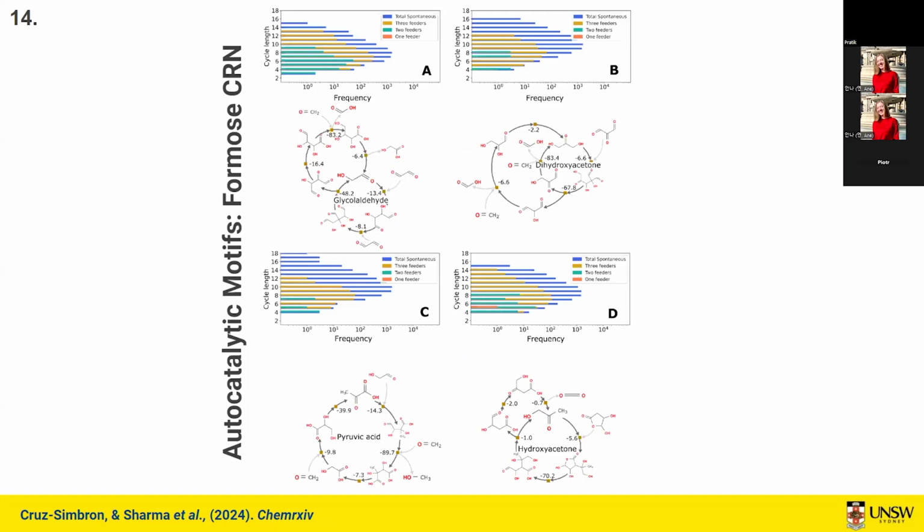Since we are not discussing a lot of things here, it's just important that what we did differently in formose than glucose is to look at how these cycles are fed. What are the feeders of these cycles? Is it a 1 feeder? Is it a 2 feeder? Is it a 3 feeder? And then we look at the frequencies and cycle lengths of that.